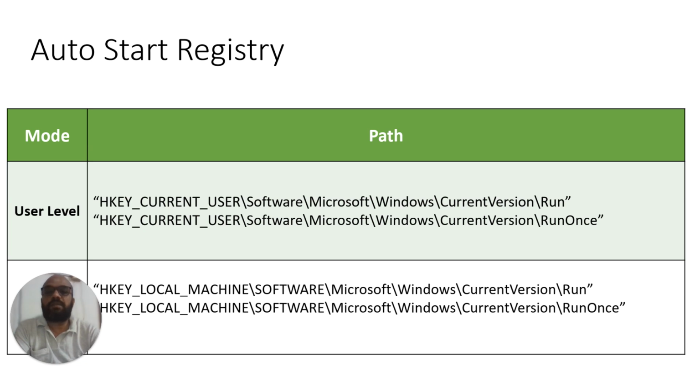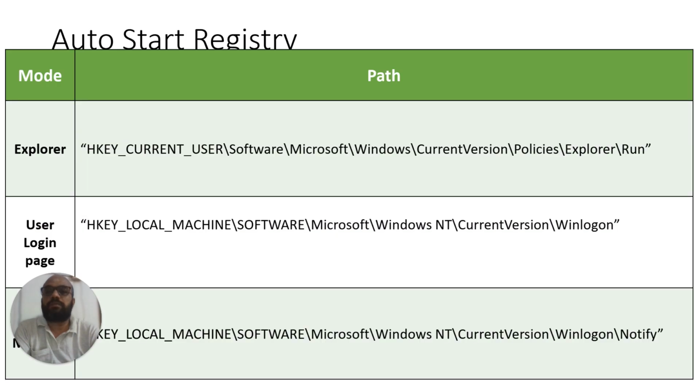So at the user level as well as at the kernel level, or host level, all this information will be present in the registry. To access the registry, we can use the regedit command in the command window. Mostly the user level runs from the path Windows CurrentVersion Run, which runs many times whenever the system boots. RunOnce runs only once, for the first boot alone.